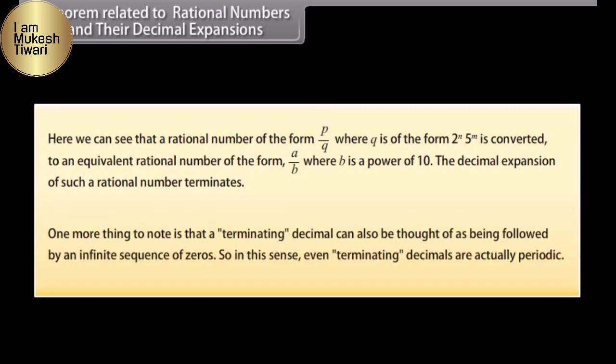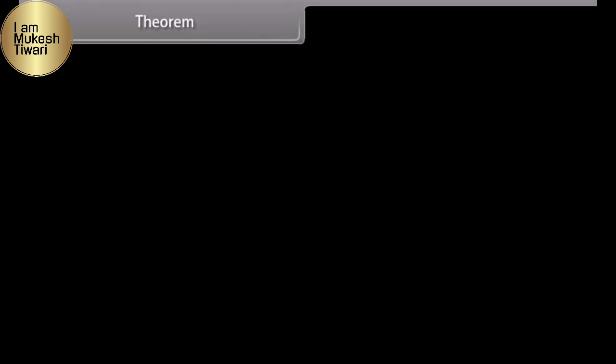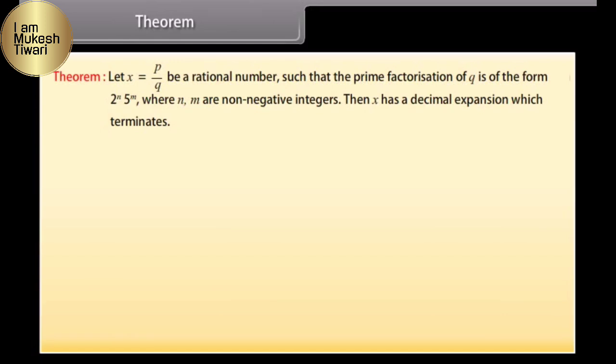One more thing to note is that a terminating decimal can also be thought of as being followed by an infinite sequence of zeros. So in this sense, even terminating decimals are actually periodic. Theorem: let x equal p upon q be a rational number such that the prime factorization of q is of the form 2 raised to the power n, 5 raised to the power m, where n, m are non-negative integers. Then x has a decimal expansion which terminates.